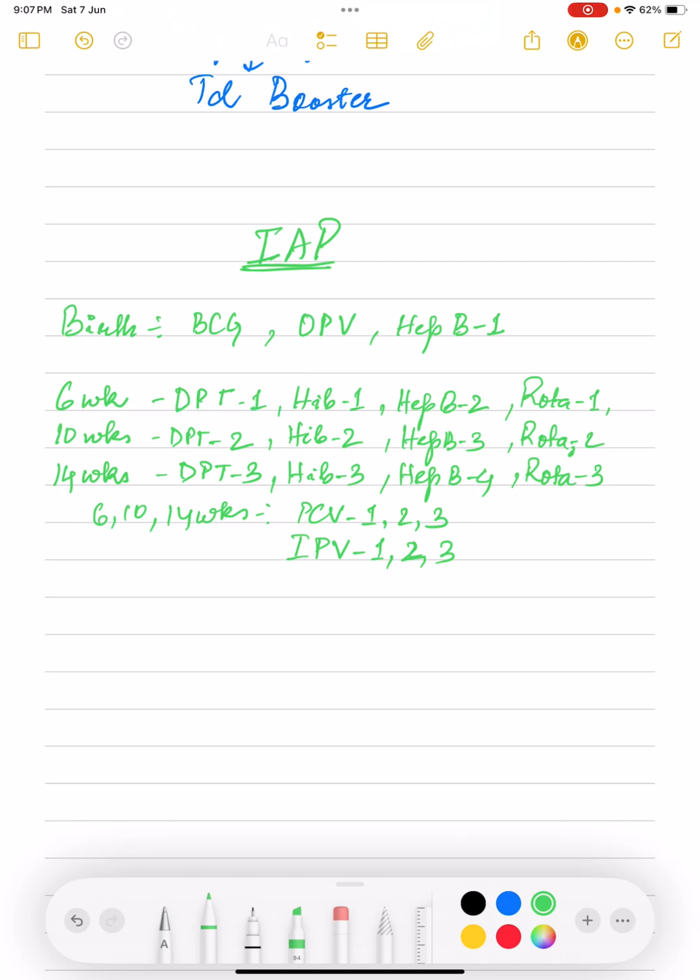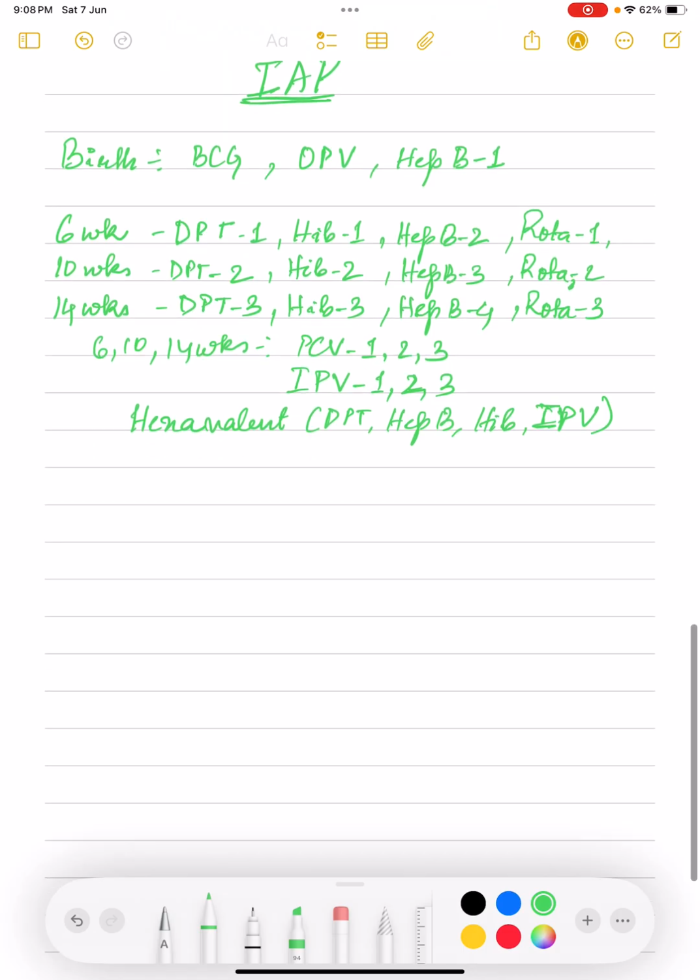Now this DPT, HIB, Hep B and IPV together comprise the hexavalent vaccine. So DPT, Hep B, HIB and IPV. Now supposedly the hexavalent vaccine can be costly. If a patient cannot afford it, then you give the pentavalent vaccine at 6, 10 and 14 weeks and send the patient to a government institution to get the fractionated IPV at 6 and 14 weeks and then the booster at 9 months. Okay.